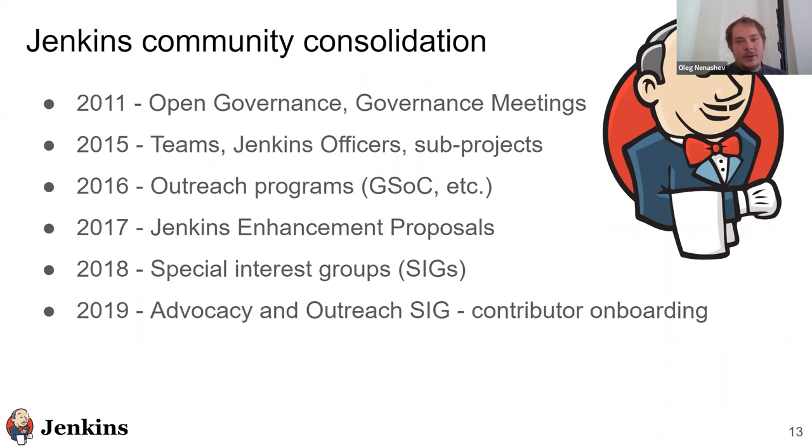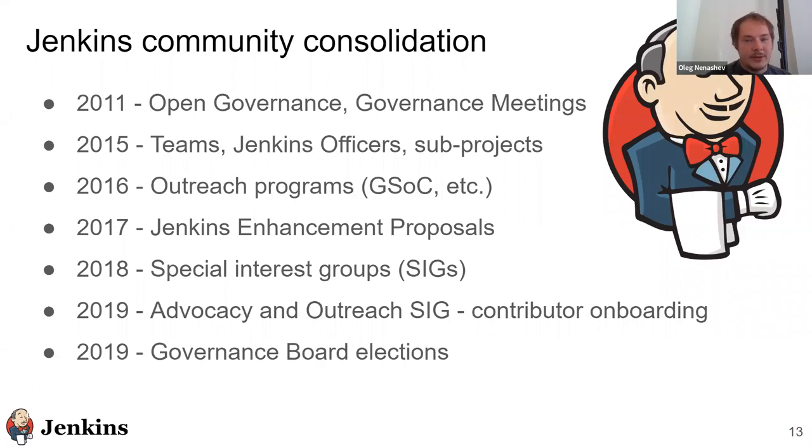In 2019, the advocacy and outreach SIG was introduced, and one of the objectives of this SIG was to grow awareness about the project, grow contributions, and help new contributors to join the project and to be efficient there. This SIG took over various events, outreach programs, and also various things like contributing documentation, and it helped us to get more contributors and to provide the support from the beginning of the contribution experience.